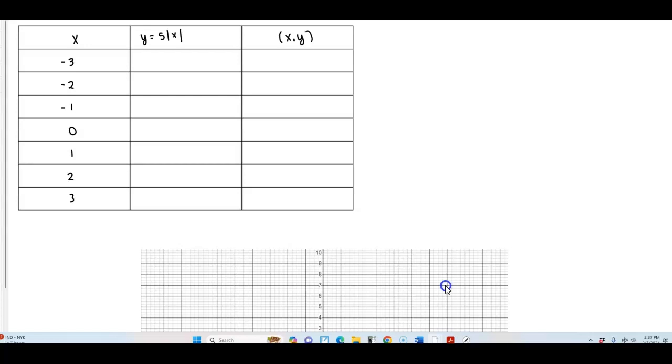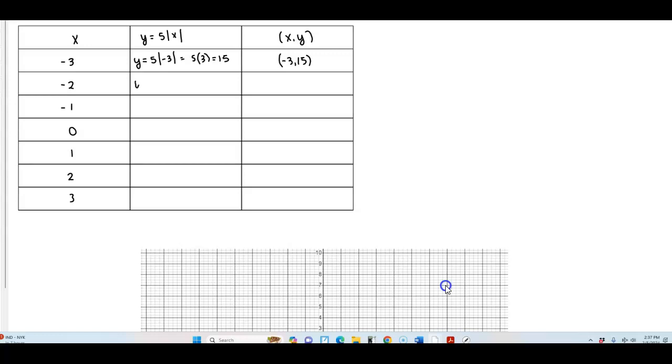So we know that x is -3, so this is going to be y, which is equal to 5 times the absolute value of -3. Well, the absolute value measures the distance from that number to 0, and the distance from -3 to 0 is 3. So 5 times 3 is going to give us 15. So therefore, the first ordered pair is going to be -3, 15.